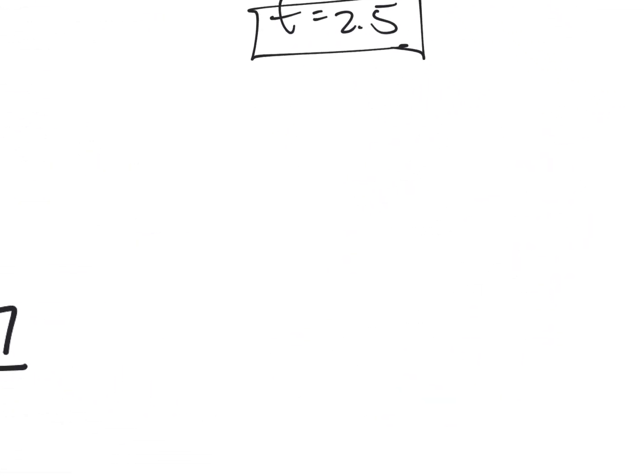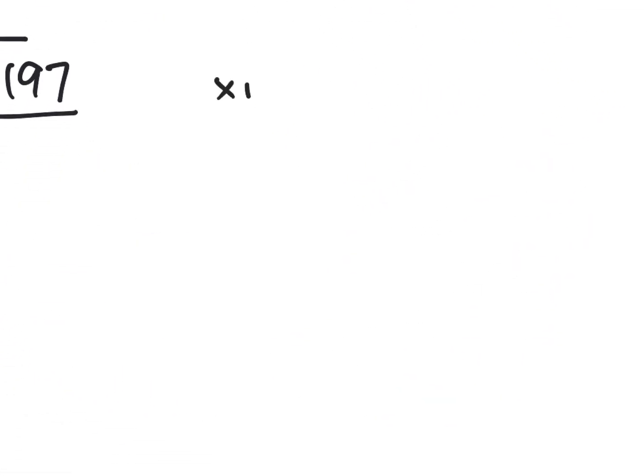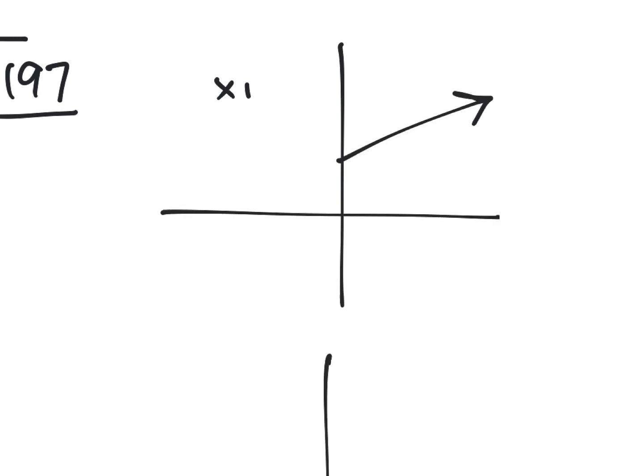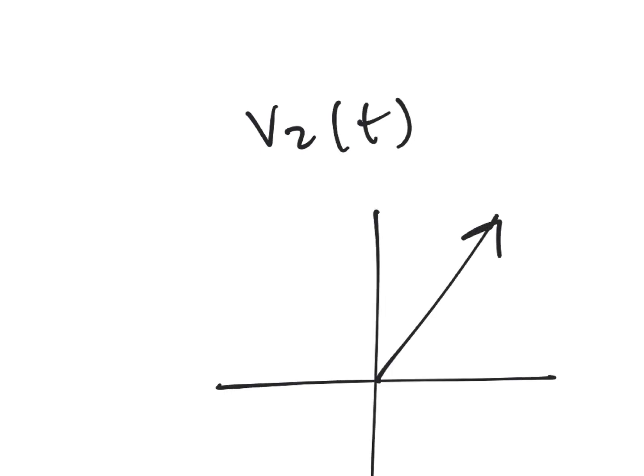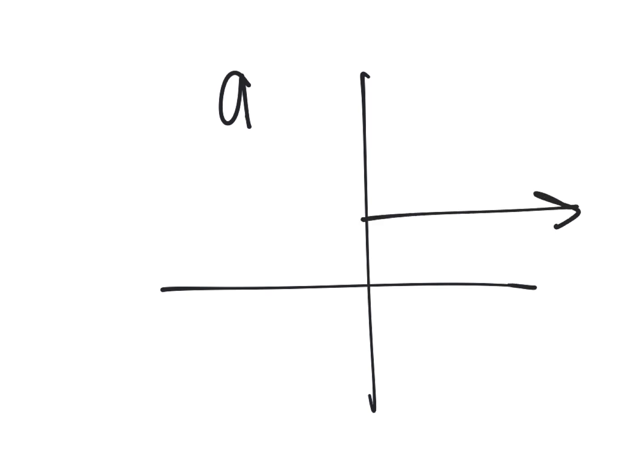If we wanted to draw x1, it would look something like this. If we wanted to draw x2, it would look something like that. If we wanted to draw v1, it would look a little something like that. v2 would look like that. And then acceleration, when it is 0, it'll look like that.